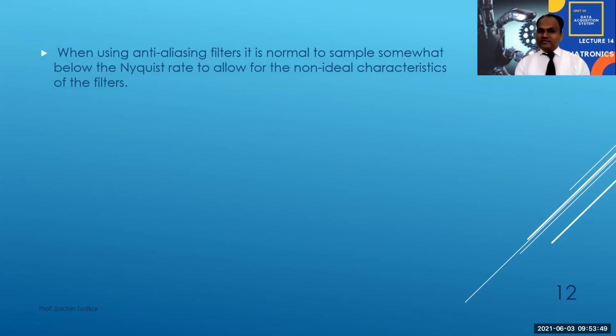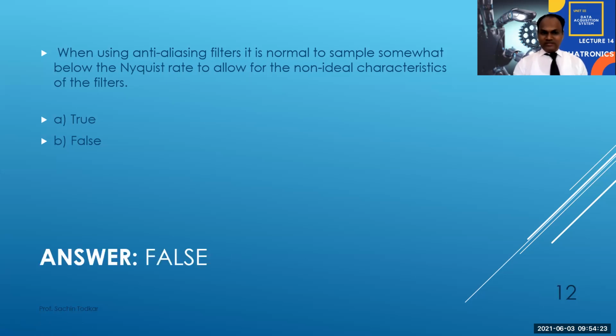When using an anti-aliasing filter, it is normal to sample somewhat below the Nyquist rate to allow for the non-ideal characteristic of the filter. This question is a true or false kind of question. In anti-aliasing filters, they have asked what will happen if we sample below the Nyquist rate. It is not preferable to sample below the Nyquist rate. You have to remember that the Nyquist rate has to be followed. So this answer is false.